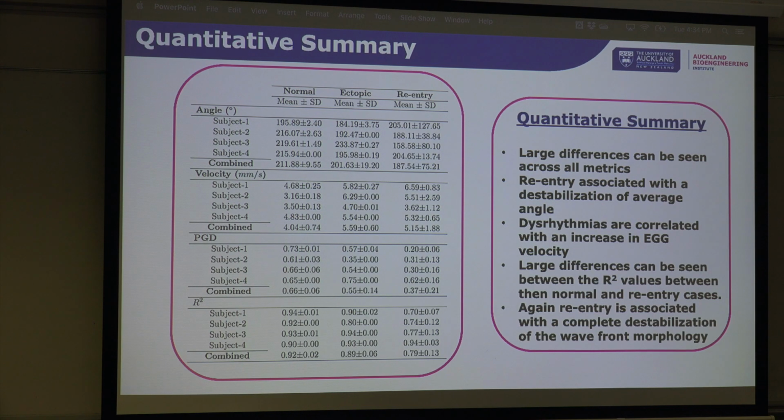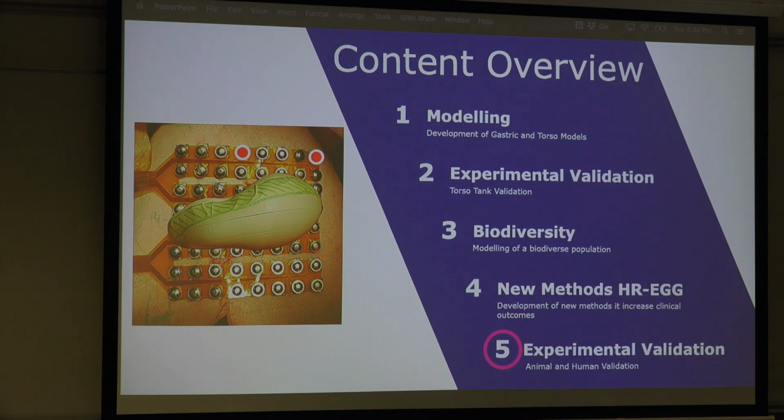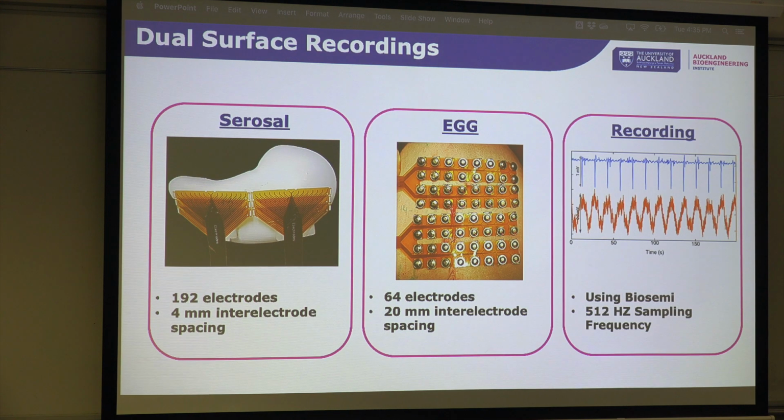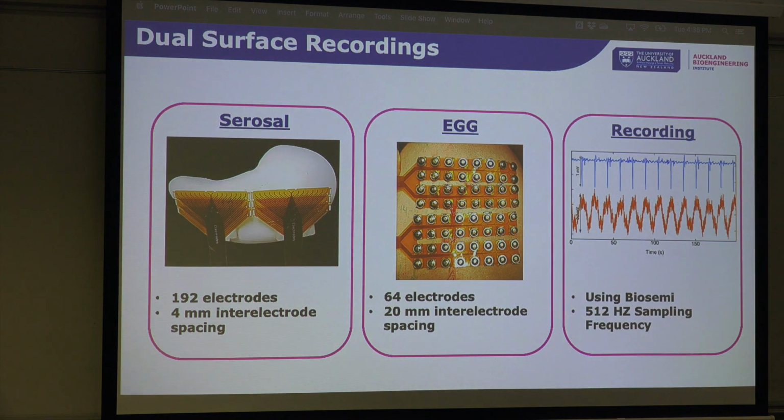And so that really, again, begs the question, can we do this experimentally? Can we use these simulated results to get experimental data? And so for this, we did animal and human validation. The first was animal trials. We did dual surface recordings.